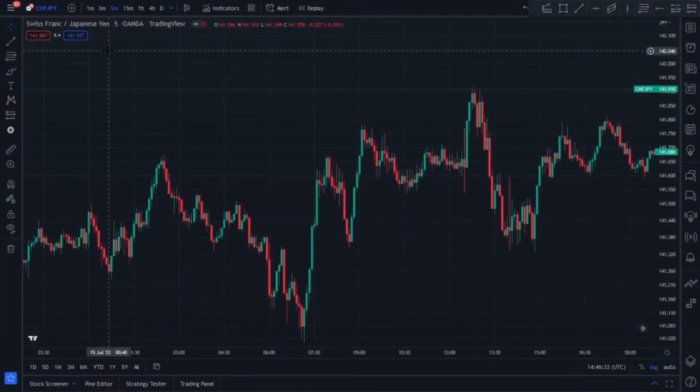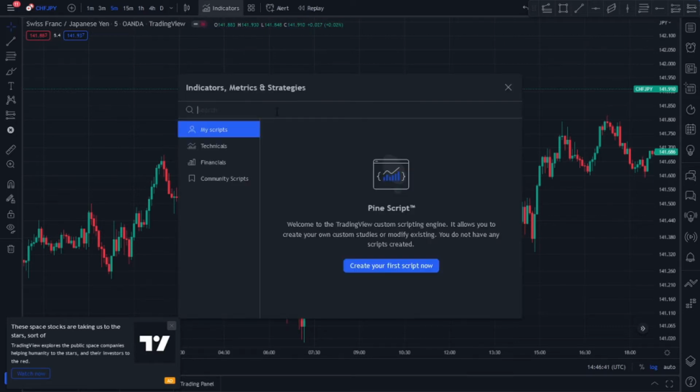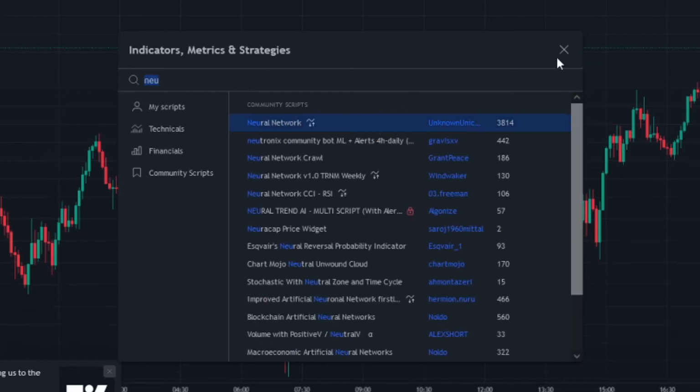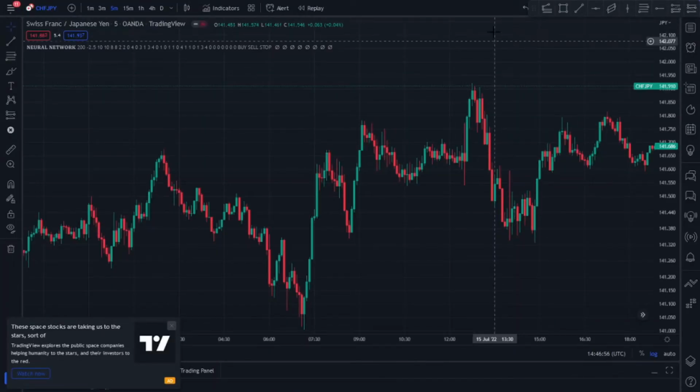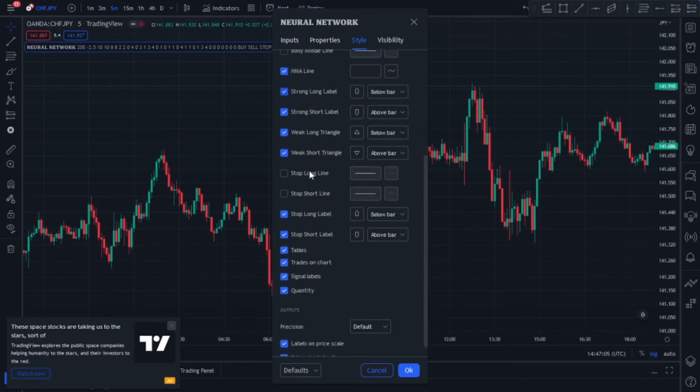The time frame of our strategy is 5 minutes, and the indicator we use in this strategy is neural network. Add it to the chart from the indicator section. A series of settings are necessary to make the indicator work better. Go to the settings section, and from the style section, options.